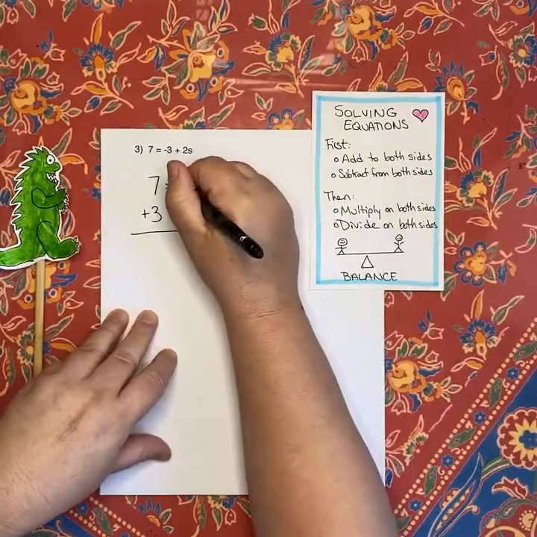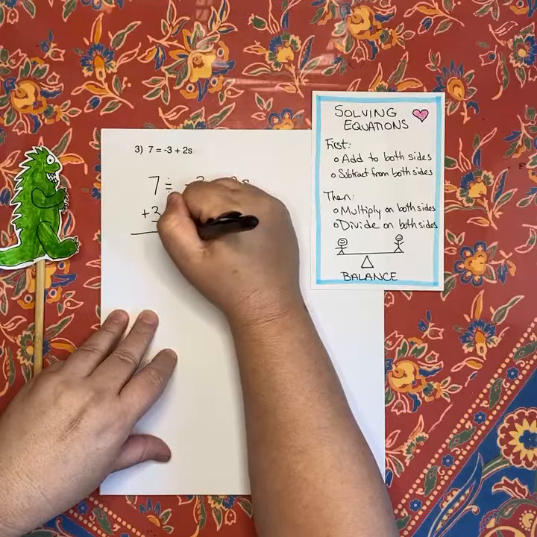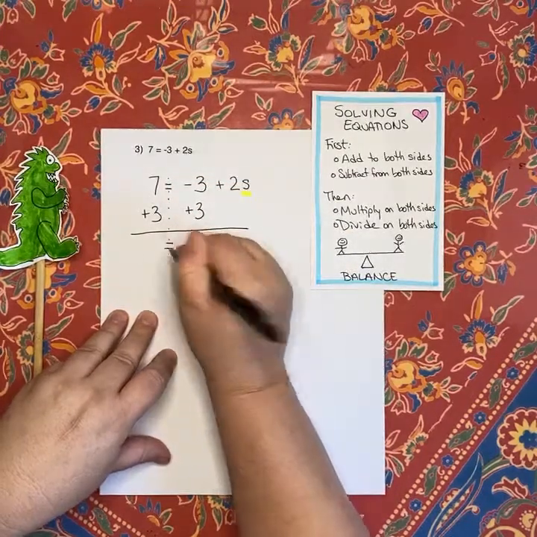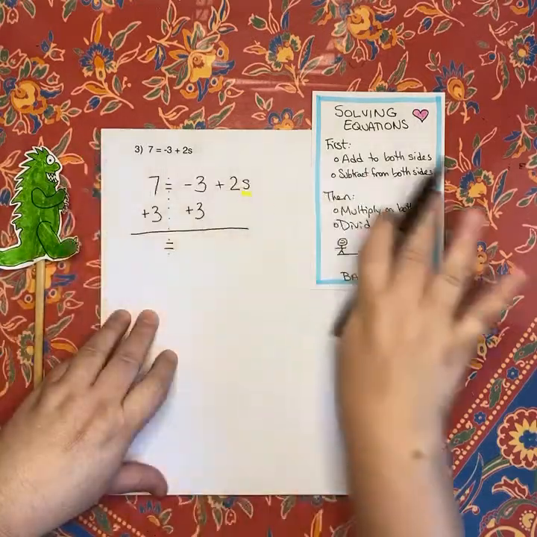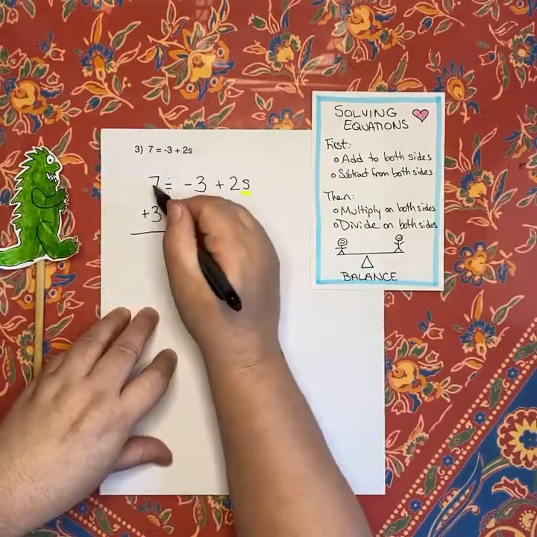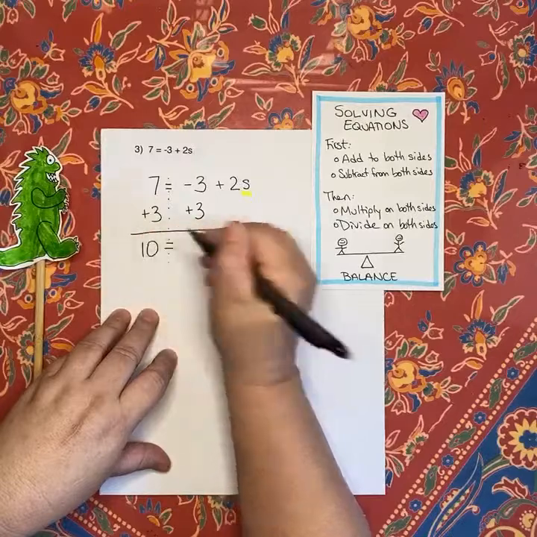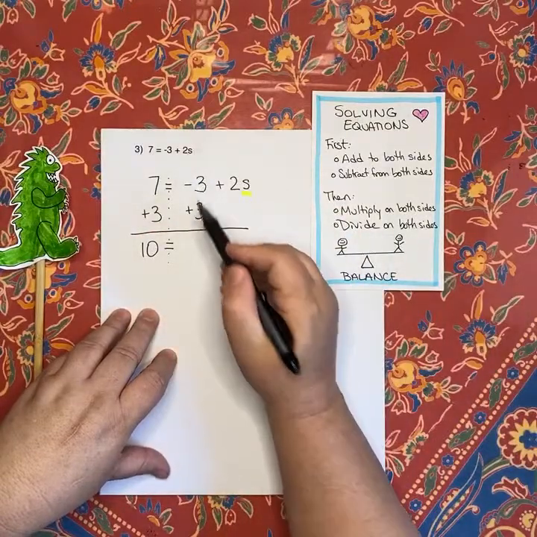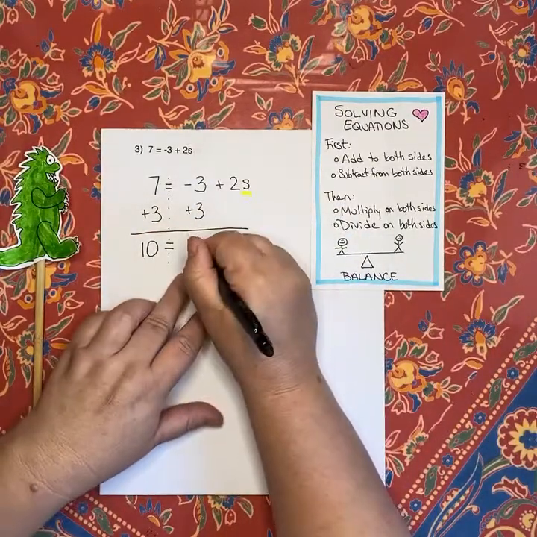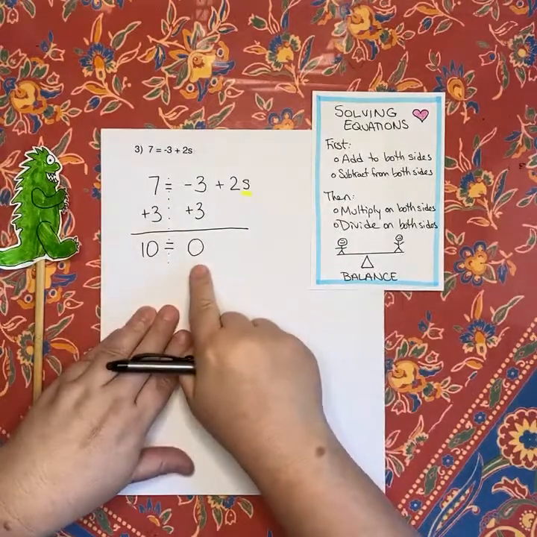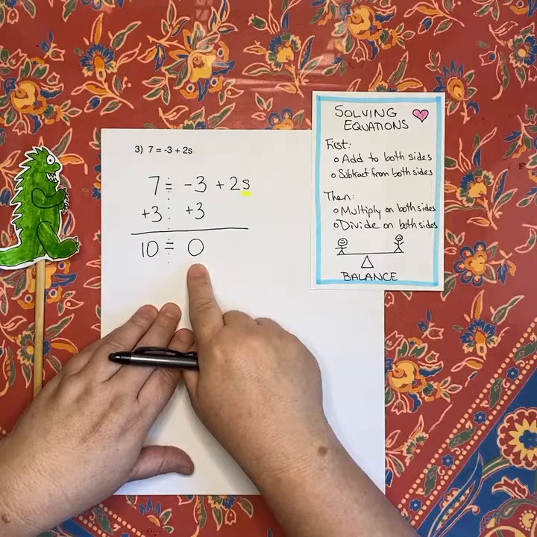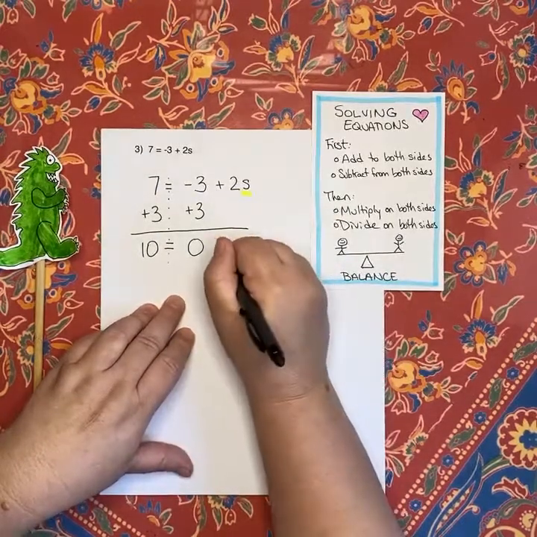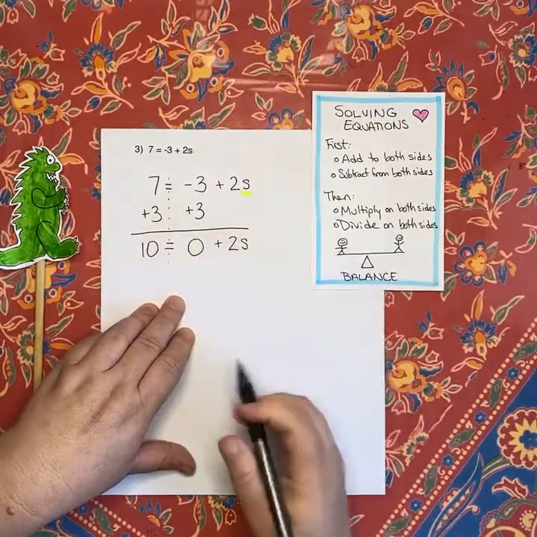And remember, you do not have to do the dotted lines if this annoys you, but remember to keep that little fence so that the left side stays on the left and the right side stays on the right. 7 plus 3 is 10. Now, -3 plus 3 is 0. You do not have to write in the 0. If the 0 helps, write it in. If it annoys you, leave it out. And then the plus 2s just hangs out.